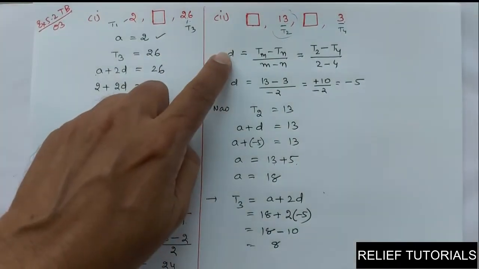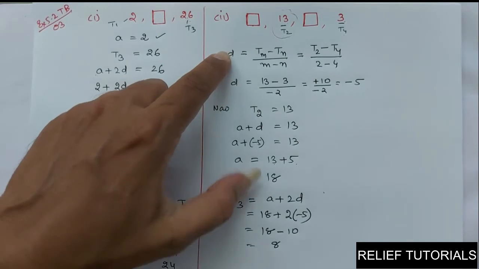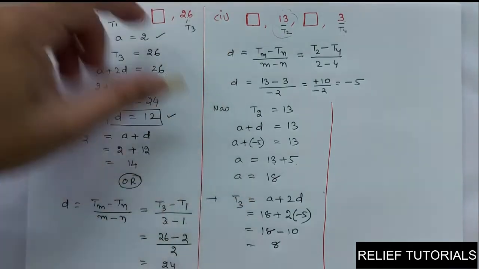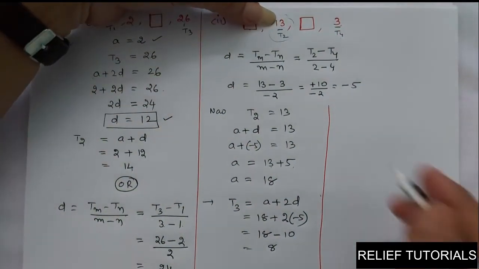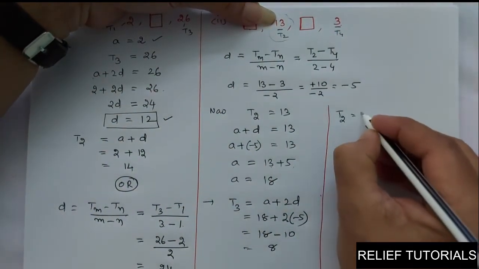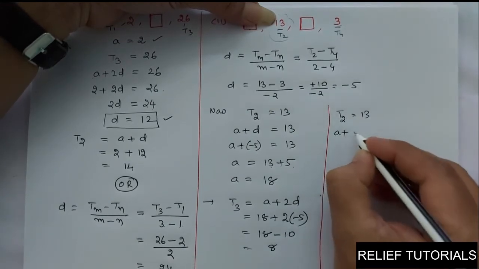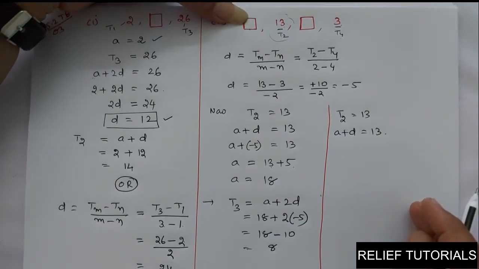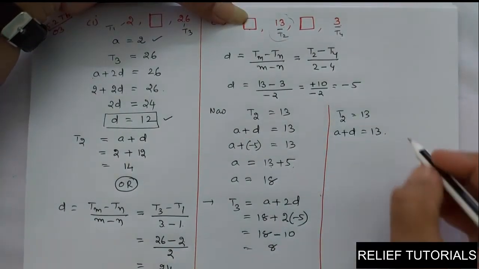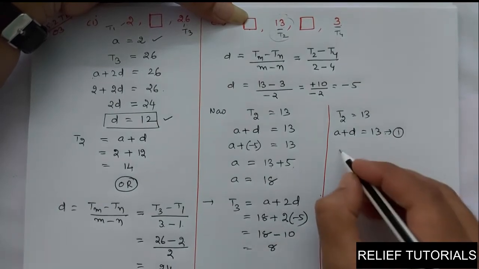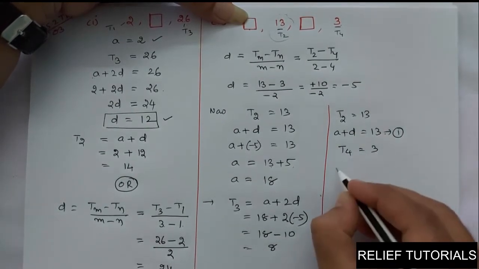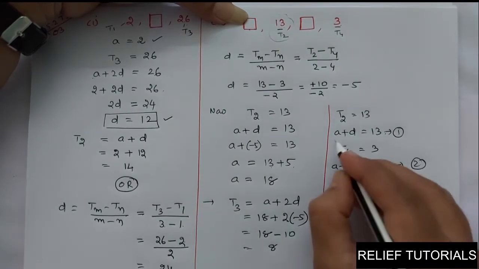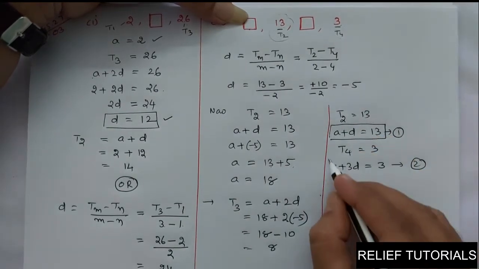See, if you don't want to use this formula, what can you do? See here. What you have is T2, so you can say T2 is equal to 13. So A plus D is equal to 13. You got this one equation. You don't have A, you don't have D. Two equations, so this we can call 1. Clear? Now T4 is equal to 3. So T4 means A plus 3D is equal to 3. This is equation 2. So you got two equations here: A plus D, A plus 3D.